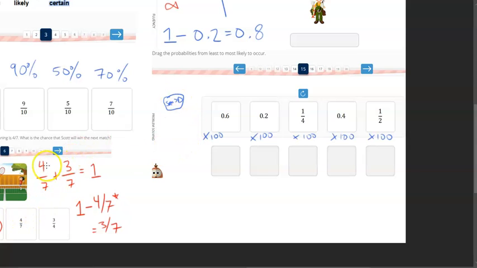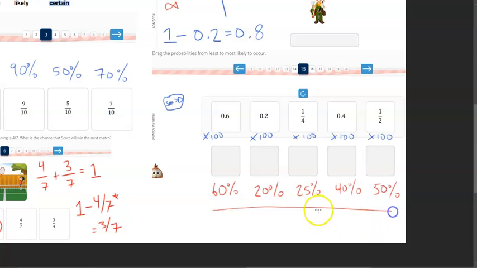So in this case, 0.6 is 60%, 0.2 is 20%, 1/4 is 25%, 0.4 is 40%, and half is 50%. Now that we know the decimals and the fractions in the form of a percentage, there's consistency all the way through, we can then just put these values from least likely to occur to most likely to occur, as it says in the question here.